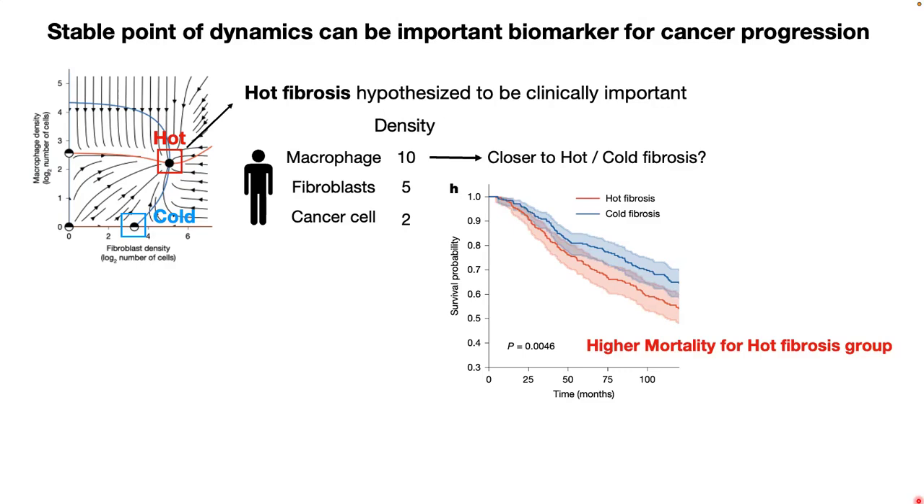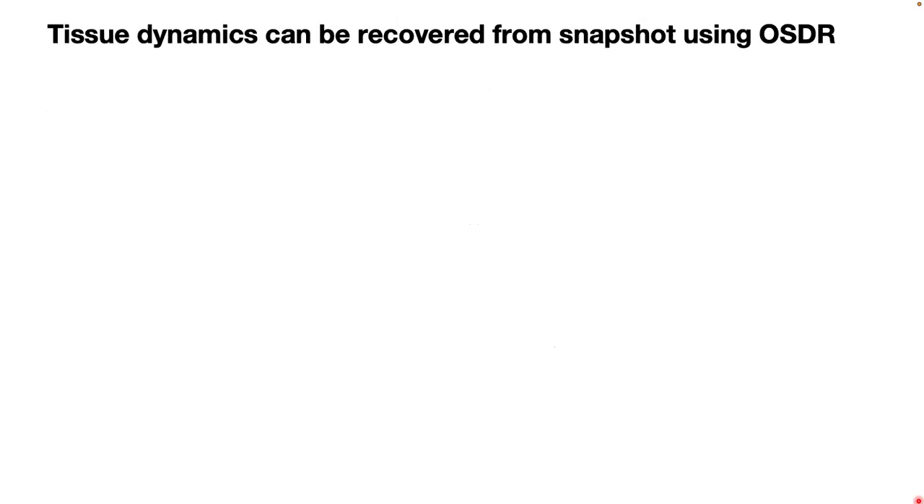And it really turns out that higher mortality is observed for the hot fibrosis group. So this indicates that if we can know someone's position on their phase portrait, we can predict or explain their mortality rate. Let's go to the next example.